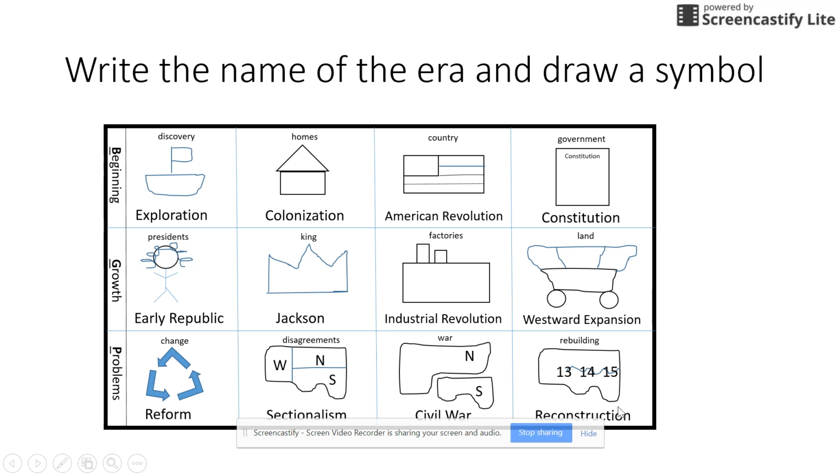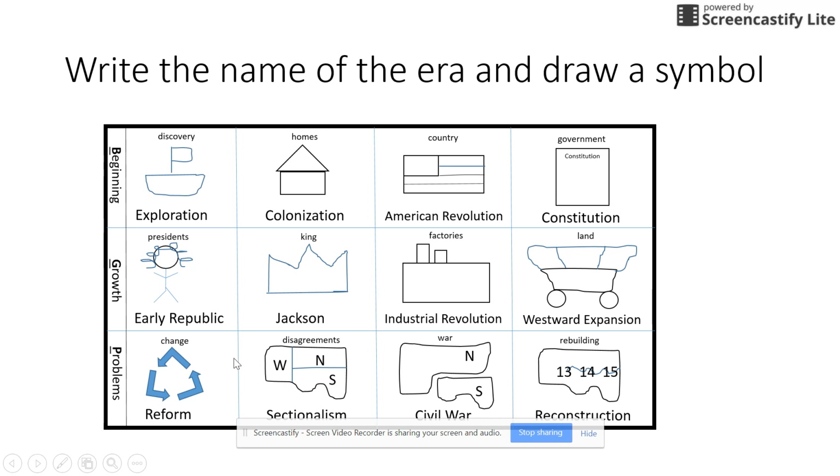And then during the Reconstruction era, I have my students redraw America whole again, with this supposed to be like their scar, and the 13th and 14th and 15th Amendments are what brought our country back together. So they abolished slavery, made African Americans citizens, and gave African Americans the right to vote. And this is what our country was rebuilt on. So during the Reconstruction era, we rebuilt our country with no more slavery.